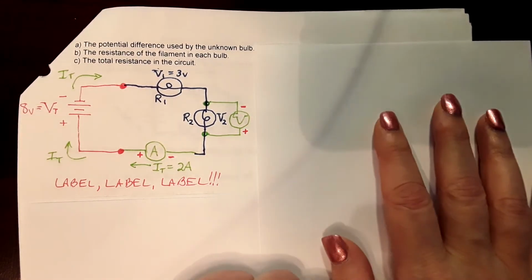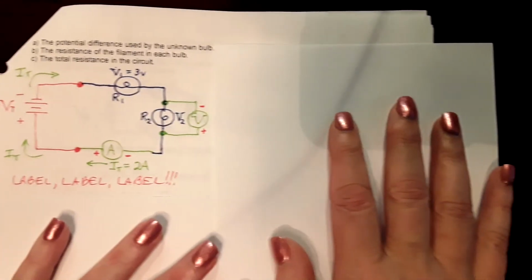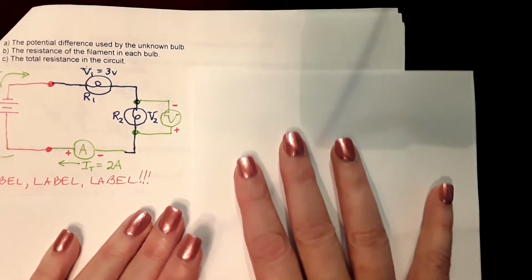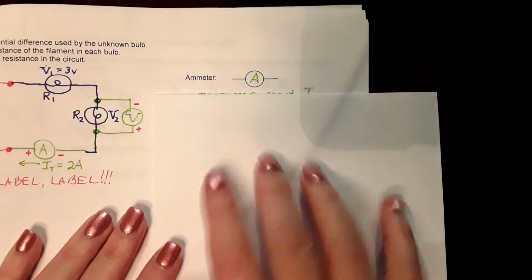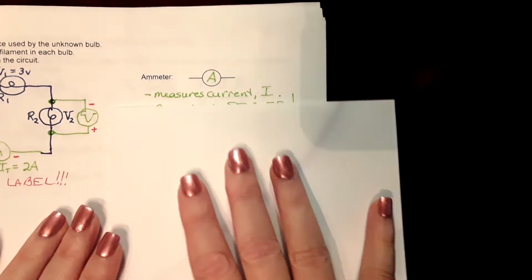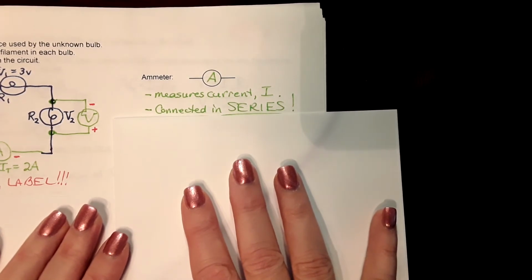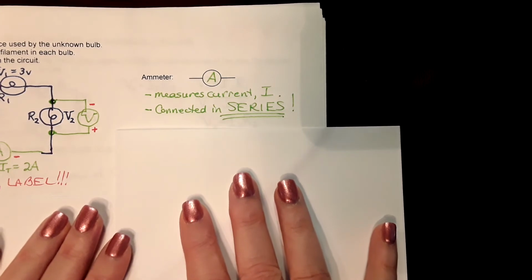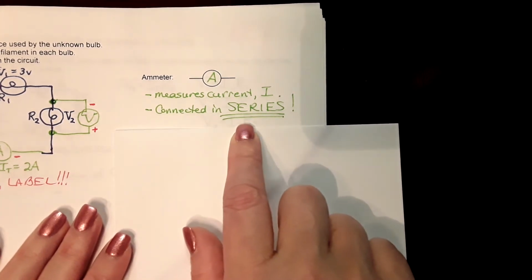But the voltmeter's a little different. So let's look at these. Over here on the right side of your paper, you have some stuff. An ammeter symbol is this. We already know that. It measures currents in amps, milliamps, or even microamps. We always say that the ammeter is connected in series.